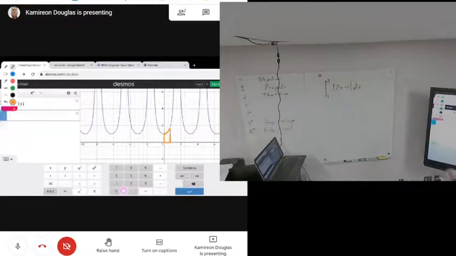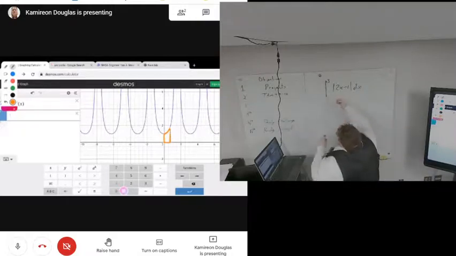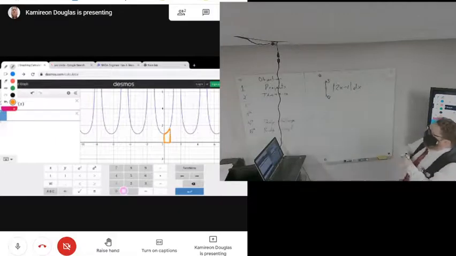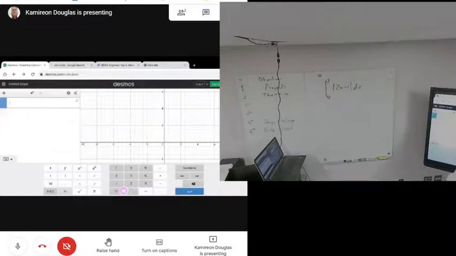Oh wait, sorry. It's not from 1 to 3. It's from 0 to 3. As a reminder, that's what our function looks like: the absolute value of 2x minus 1. And we're finding the area between 0 and 3.